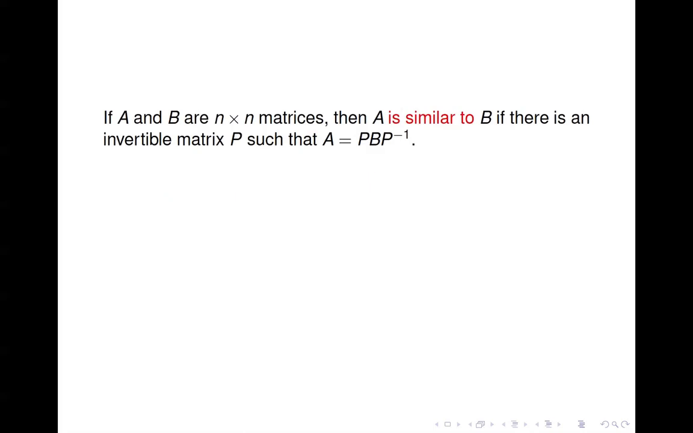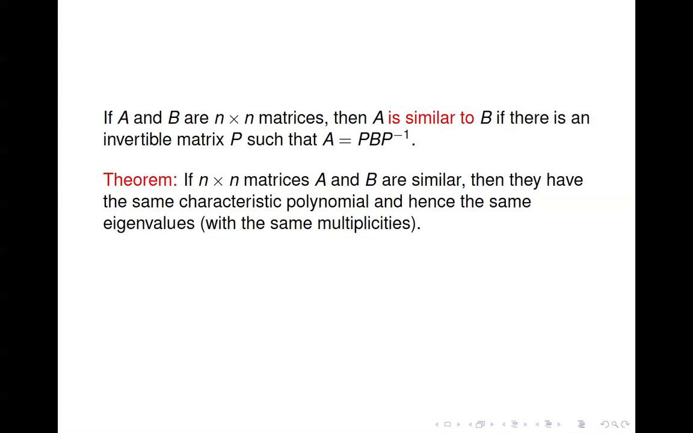All right, let's talk today about matrix diagonalization. First, we're going to introduce the concept of a similar matrix. So if A and B are n by n matrices, then we say A is similar to B, and also B is similar to A, if there's an invertible matrix P such that A is equal to PBP inverse.